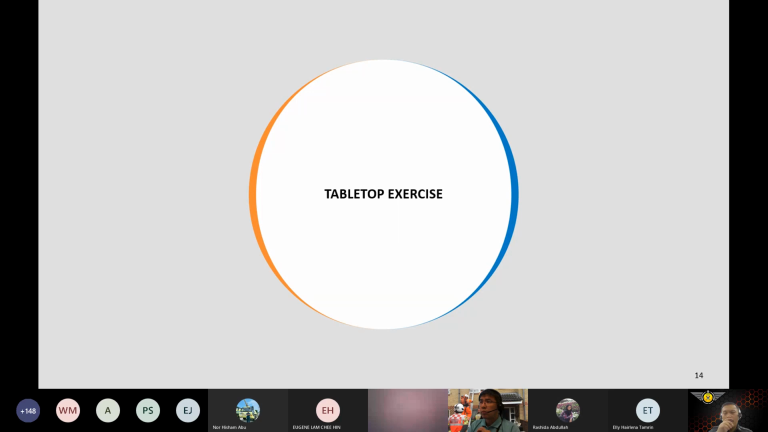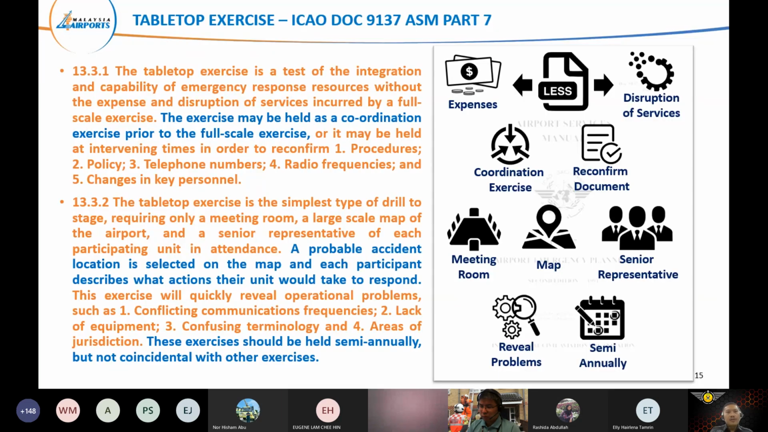I will explain what is a tabletop exercise, what is a modular test, what is a partial exercise, what is a full-scale exercise in the normal way, then followed by the new norm. So as mentioned in ASM Part 7, a tabletop exercise is a test of the integration and capability of emergency response. So normally we conduct this exercise to reconfirm, number 1, procedures, number 2, policy, 3, telephone numbers, 4, radio frequencies, and 5, changes in key personnel.